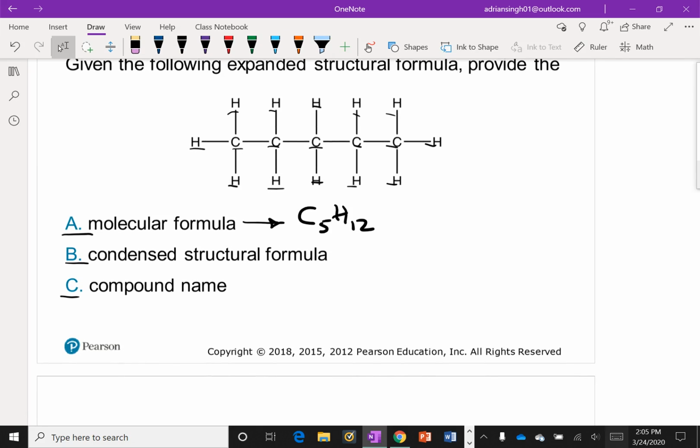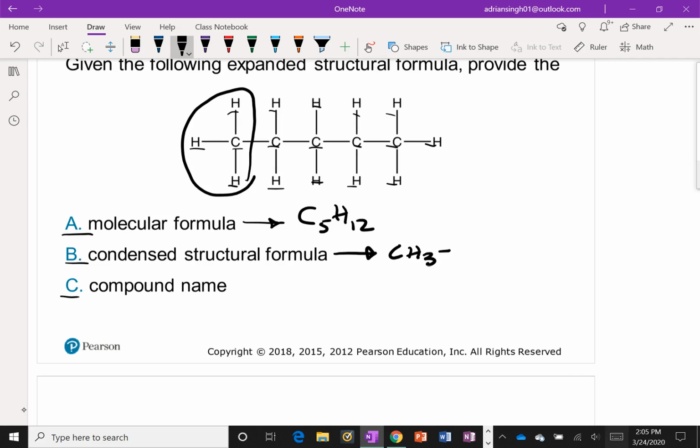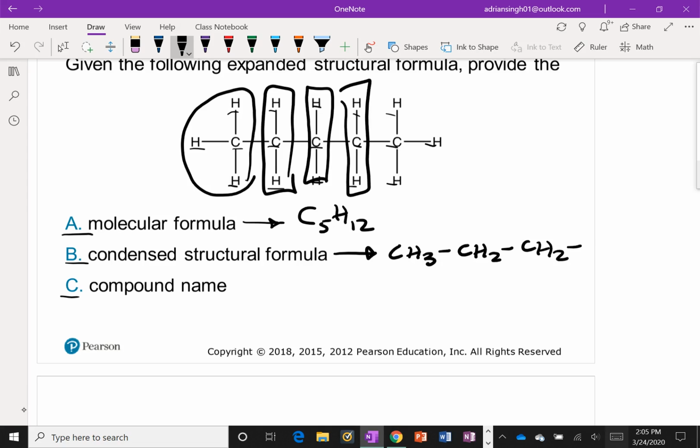The condensed structural formula, all right, all we're doing now is combining or condensing it. So we're going to start off with a CH3 that's connected to a CH2. That's connected to another CH2. That's connected to another CH2. And then it ends with a CH3.